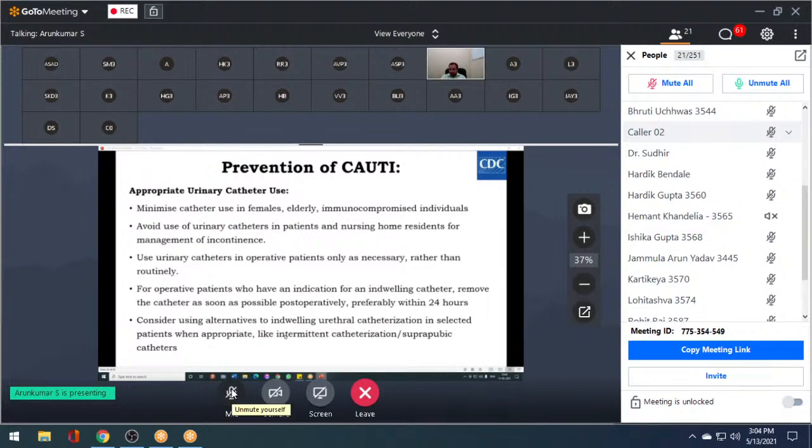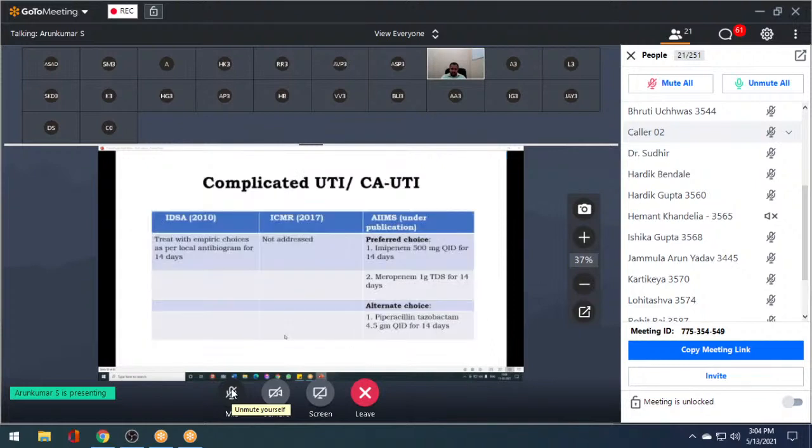Catheterization is very much common. Patients who are intubated, patients who can't take care of themselves, patients with urinary tract issues, patients who are sick, they tend to get catheterized in hospital. So we can't prevent catheterization, but we can minimize its use as much as possible. We can make sure that only those who require it get the catheter. And if at all they are on the catheter, we'll have to remove it as early as possible.